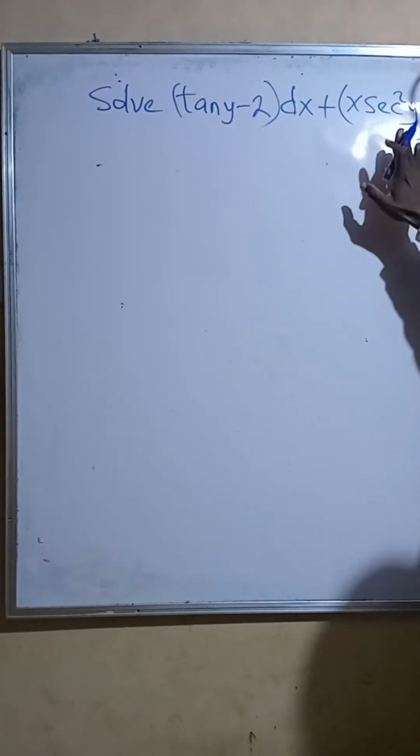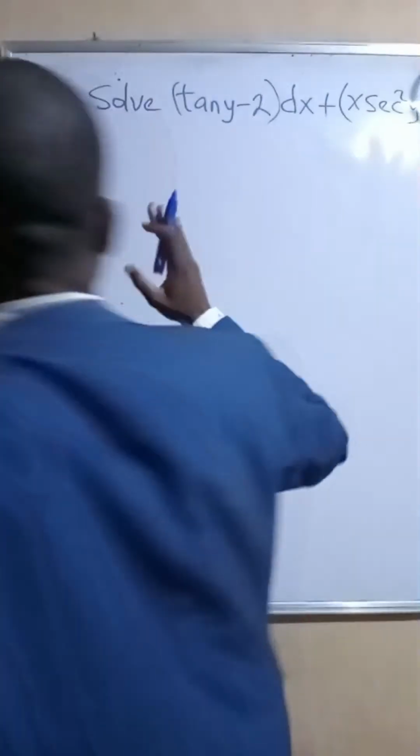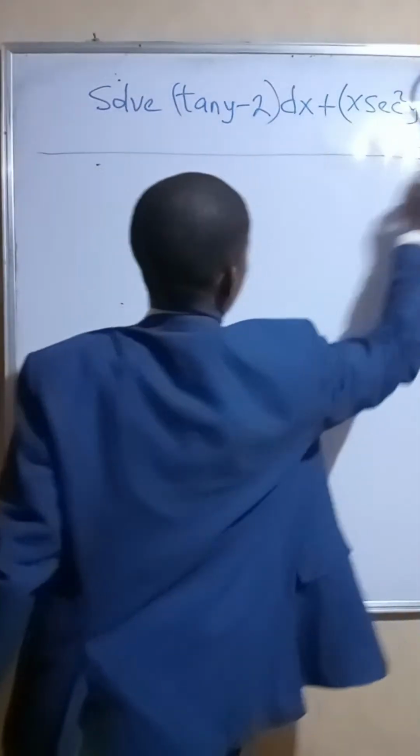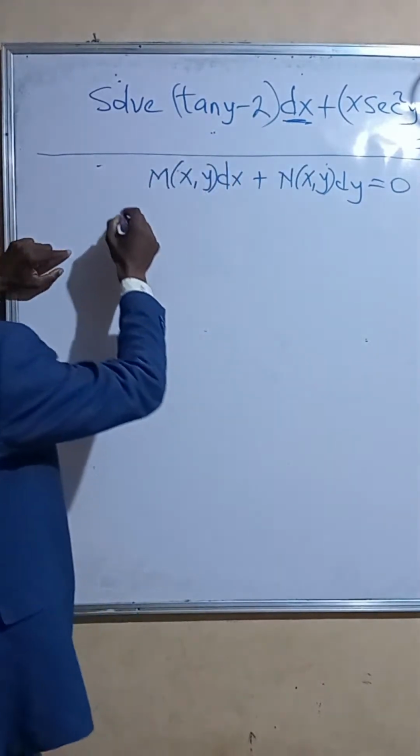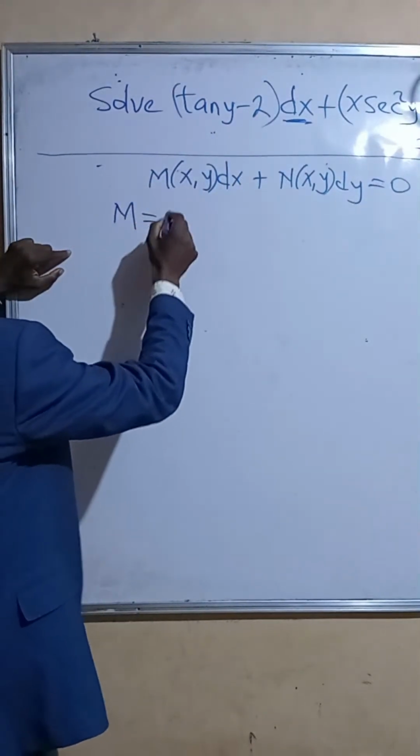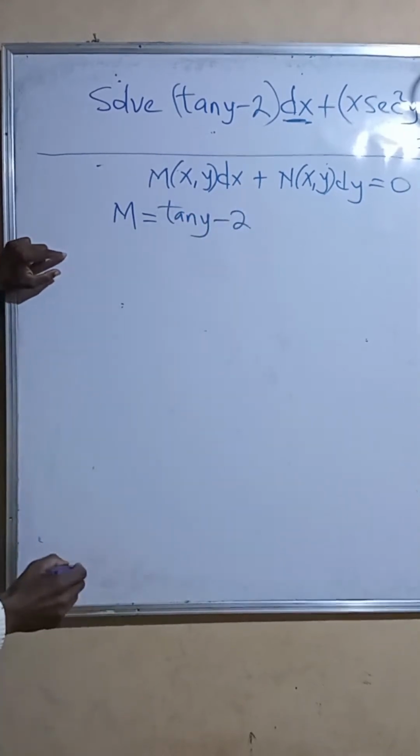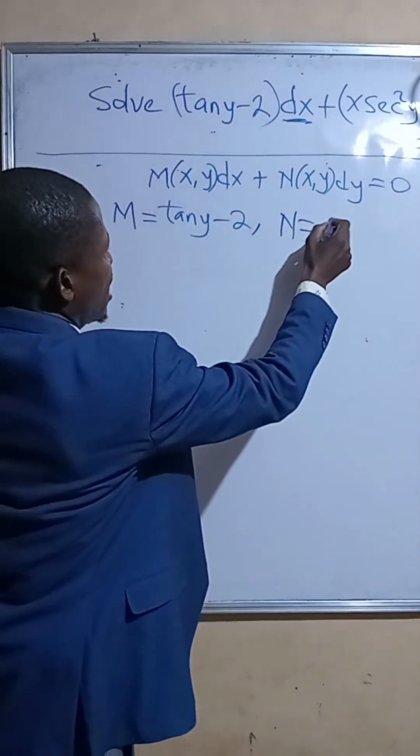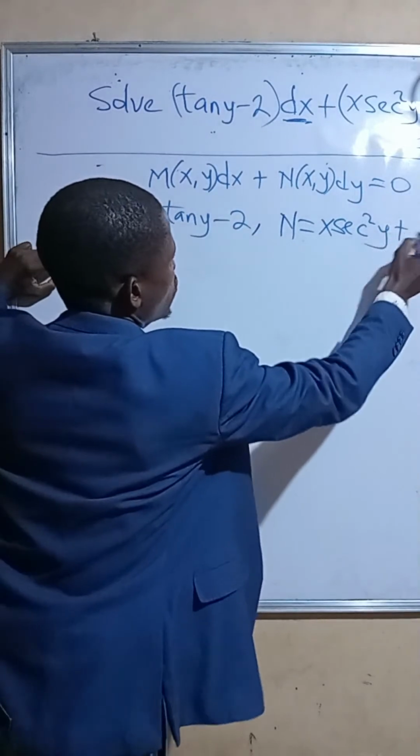We said yesterday, when you are solving exact differential, you need to conform the given problem to the standard form. The attachment to your dx is your M. So my M is tan y minus 2. Then my N is equal to x sec square y plus 1 over y.